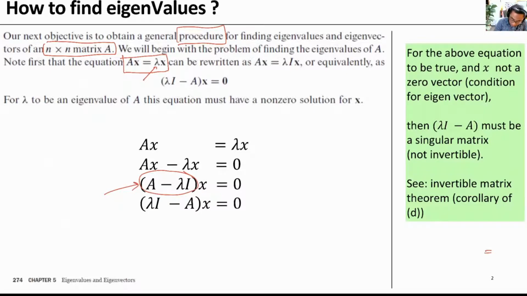So it looks like the key idea is that this matrix A minus lambda I, or lambda I minus A, must be singular or not invertible. So let's go and see the invertible matrix theorem and see how we can exploit this fact.